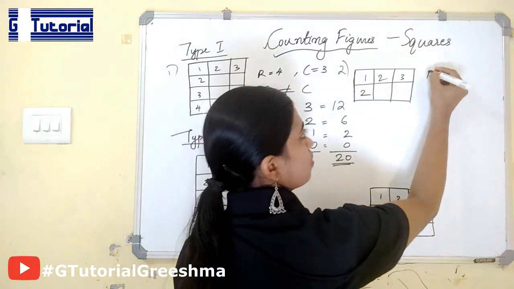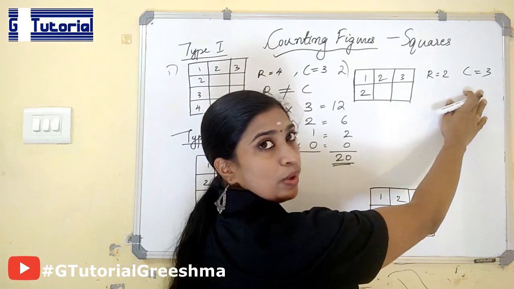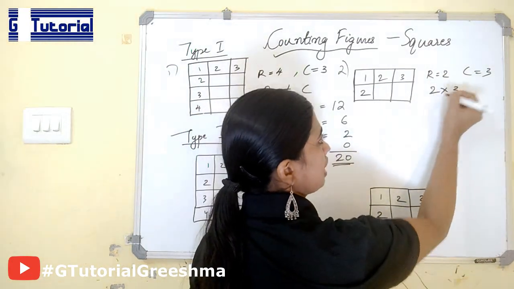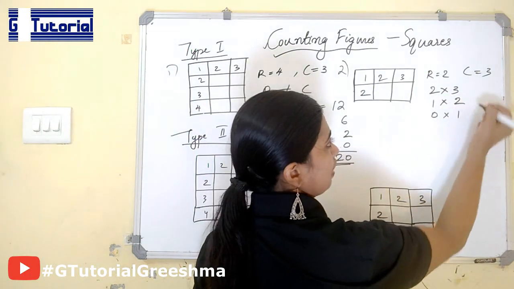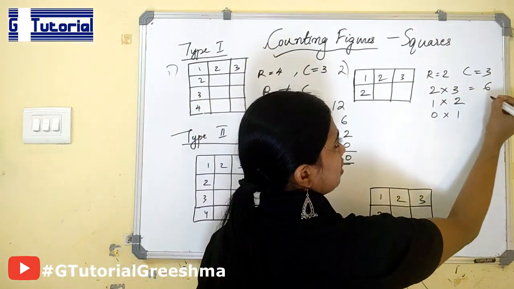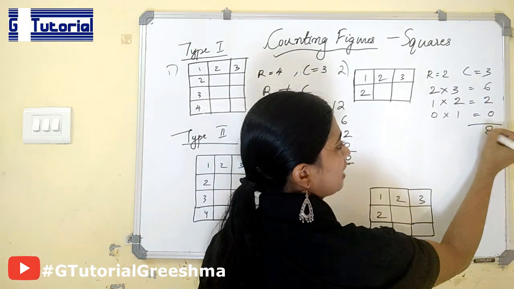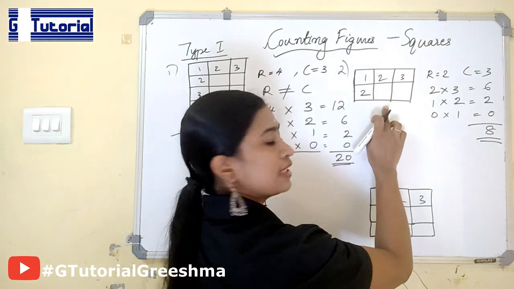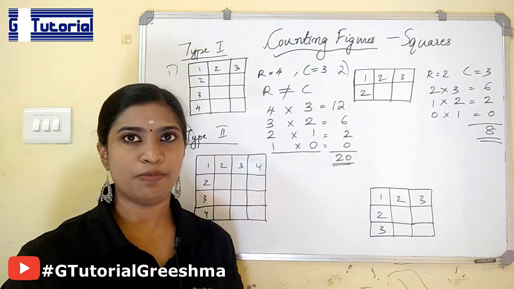Now we can do another problem. Here the number of rows is 2 and the number of columns is 3. Both are unequal. So 2 into 3, 1 into 2 and 0 into 1. So 2 3s are 6, 1 2s are 2. This is 0. So add it, 8. 8 is the number of squares in this figure. Now we can move on to the second type of problem.